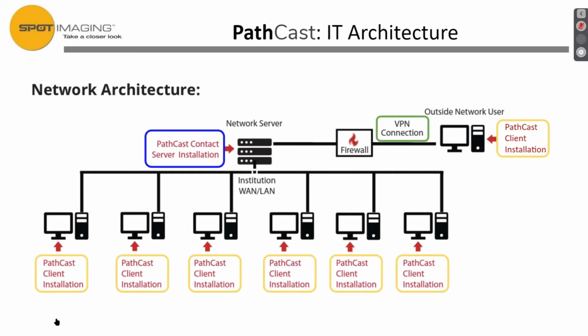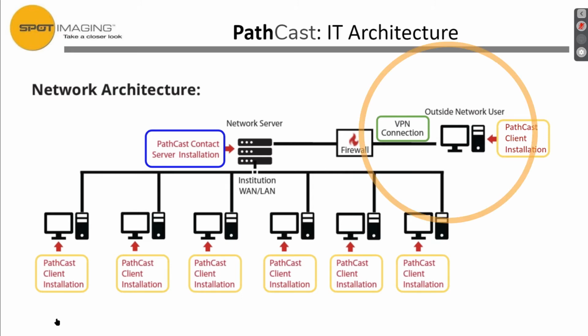The architecture is such that, again, on the server is installed the PathCast contact manager, and it manages all the different contacts and clients. And down on each client station or each workstation, you put a PathCast client for those that want to talk to each other. And up over on the right upper area, you can see the VPN connection and an outside network user set up to be able to talk in.